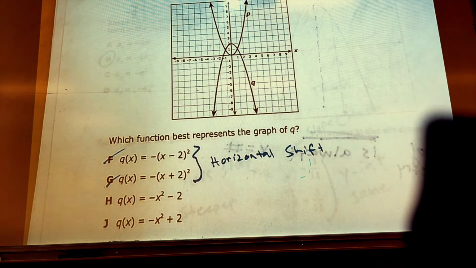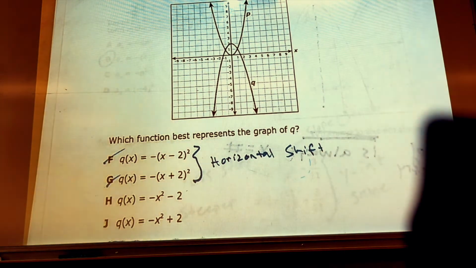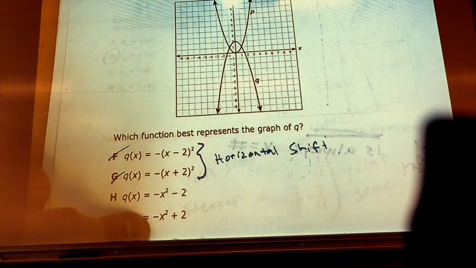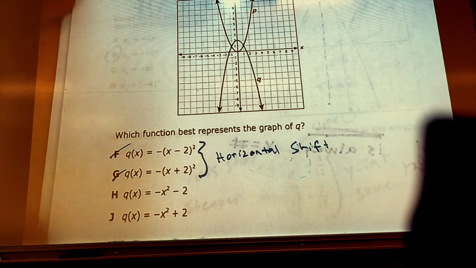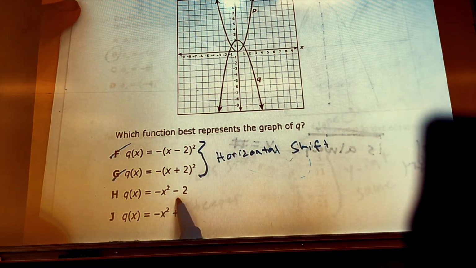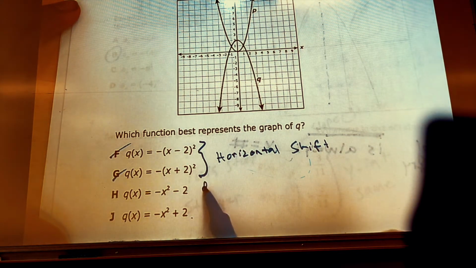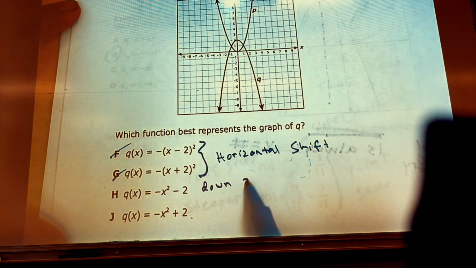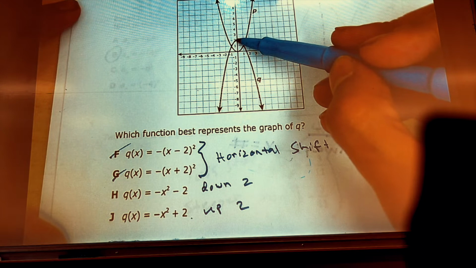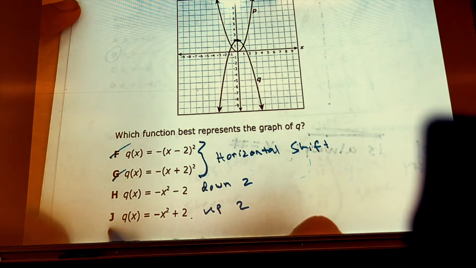If you made it that far and you recognize these parentheses meaning a horizontal shift, and it clearly did not shift horizontally, then this is telling you it's negative and negative. Well, that means it's opening down, so we can't eliminate anything there. The question is, after it shifted down, did it go down two, or did it go up two? Up two. Upside down, up two. Which means it is J.